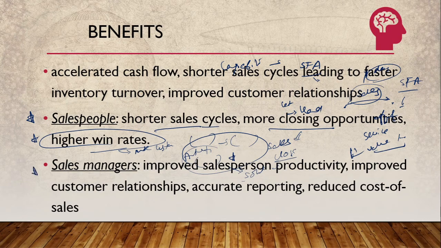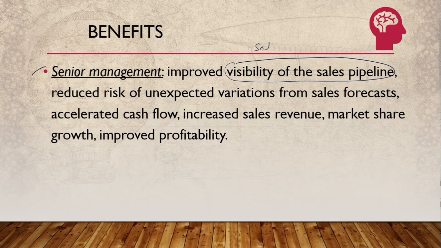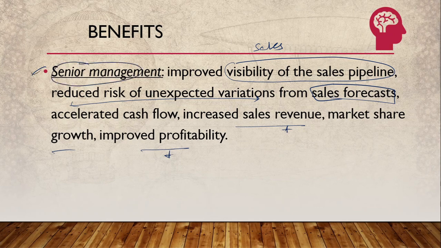Likewise, for the sales manager, with this SFA they can see the customer relationship improving. They can accurately report the data, and they can also reduce the cost of sales. So this is how it is helpful for the sales manager. Next, the overall or senior management has a very good vision of the sales pipeline and how the sales are happening, so that they can reduce the risk of unexpected variations by looking at the sales forecast, and then increase sales revenue, market share growth, and improve profitability. All these things senior management can achieve if SFA is provided in your business.